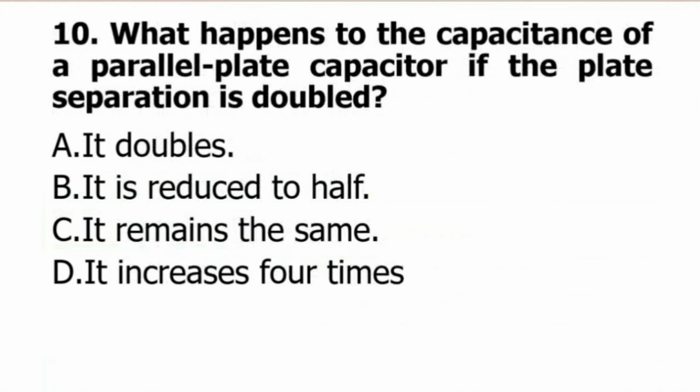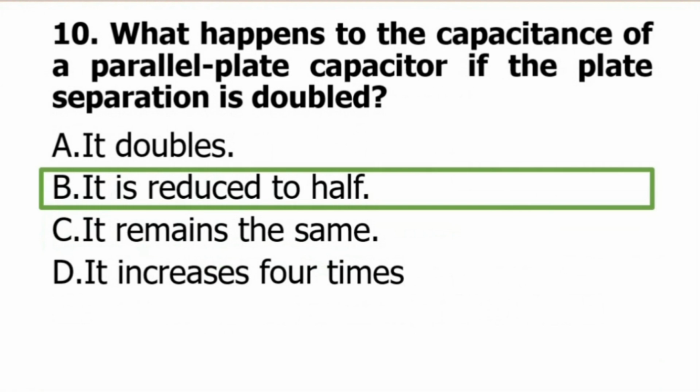Number 10, what happens to the capacitance of a parallel plate capacitor if the plate separation is doubled? Is it A, B, C, or D? The correct answer is letter B. It is reduced to half because capacitance is inversely proportional to the plate separation. If it is inversely proportional, then it will be reduced to half in fraction form.